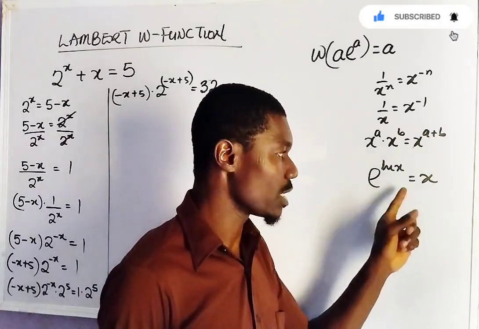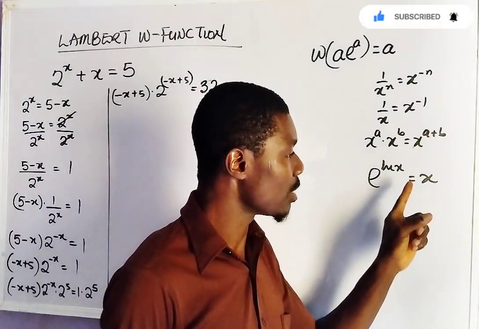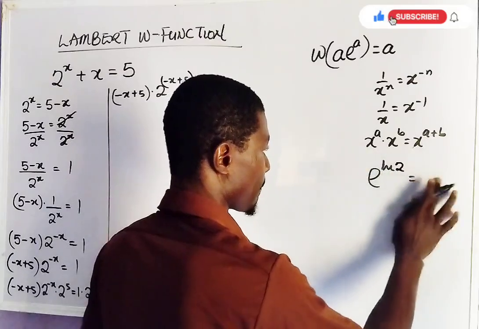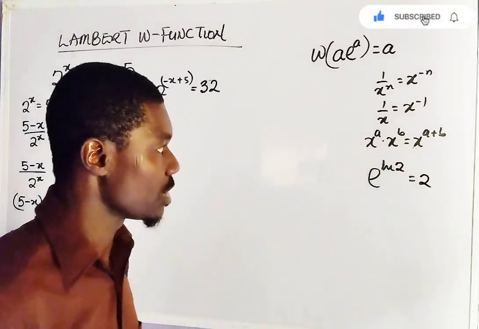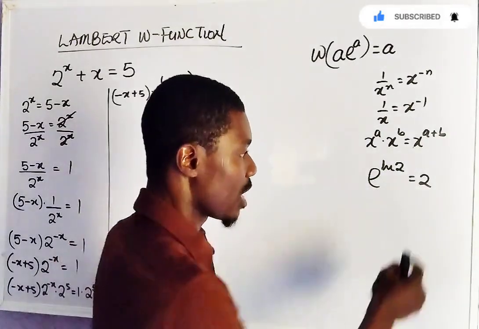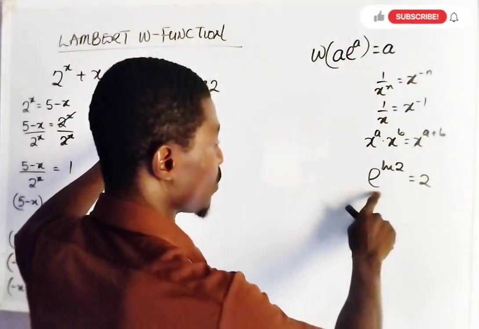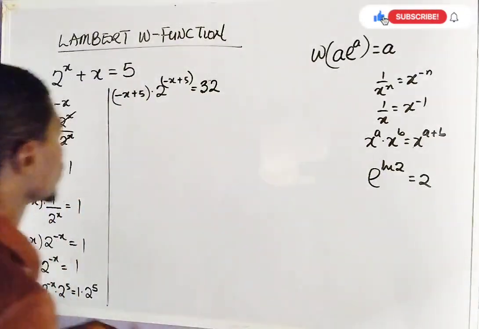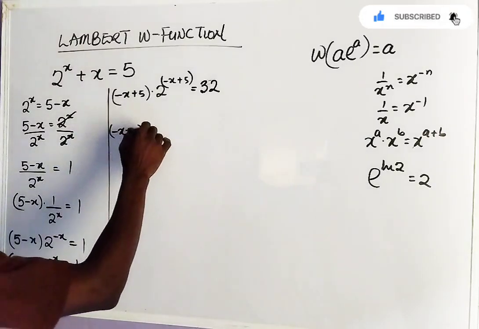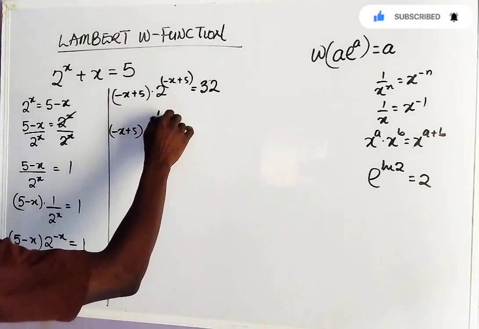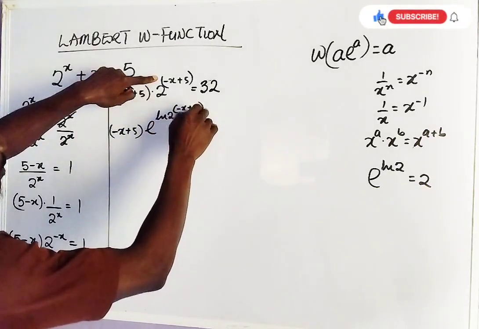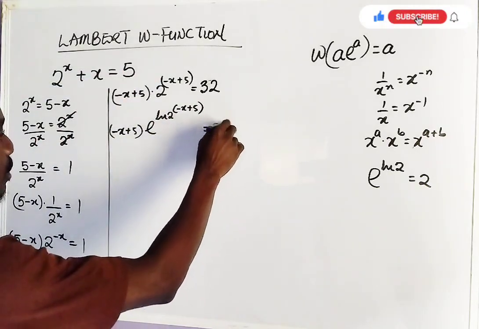Which implies that this is a rule. Now if we change x for 2, so you put 2 here, put 2 here. Now it looks as if we've introduced our e into this. So let us apply this rule. Instead of writing our 2 here, let us represent it with e raised to the power of ln 2. So here we have minus x plus 5, then e to the ln 2, take note, raised to the power of minus x plus 5, then equals 32.